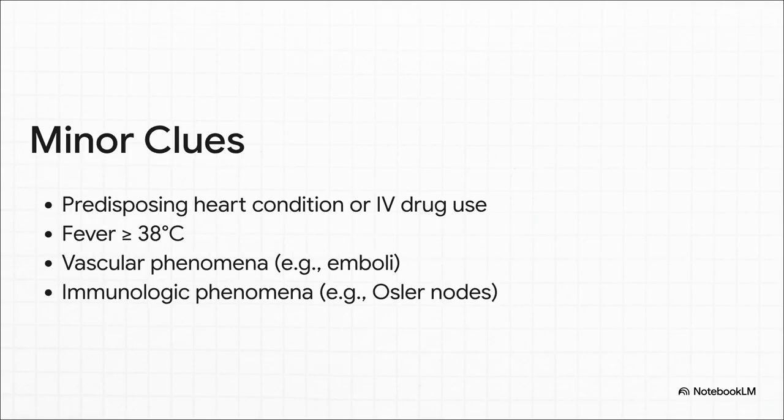Now, the supporting clues are where the story really gets filled in. Does the patient have a pre-existing heart condition that makes them more vulnerable? Is there a fever? And then you have these other two, vascular and immunologic phenomena, which is really just a fancy way of saying there are specific signs, like little spots on the skin, that show the infection is causing trouble all throughout the body.